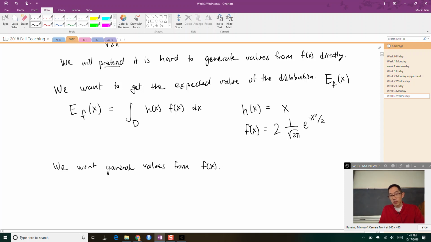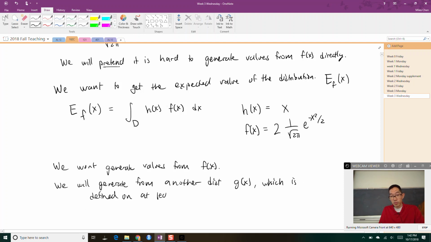All right, so what do you think is a good distribution g of x? We will generate from another distribution g of x, which has to be defined on the same interval, defined on at least 0 to infinity, right?